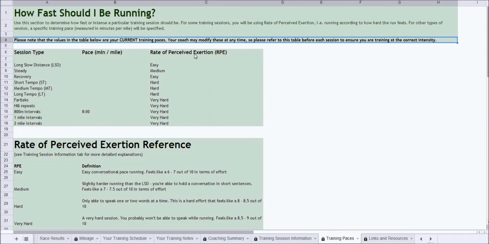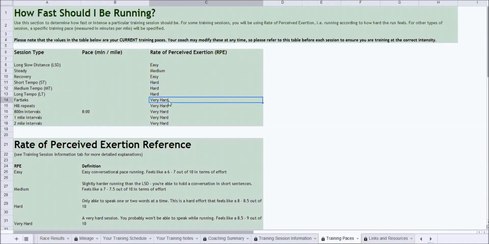So what is rate of perceived exertion? Well, essentially it's a way of measuring how hard a particular session feels within yourself, rather than worrying about the minutes per mile or the distance or the pace that you're covering. So at Runners Paradise we use a 4-point scale for rate of perceived exertion. We've got easy, medium, hard and very hard.